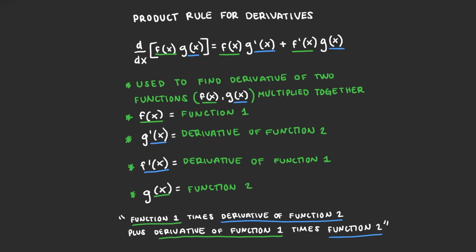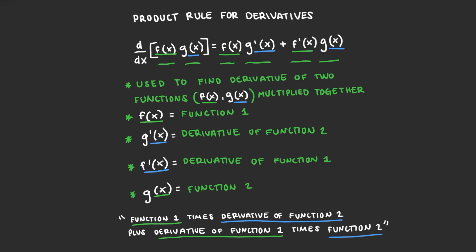Here we have our product rule for derivatives, which is denoted as such. d/dx of f of x times g of x equals f of x times g prime of x plus f prime of x times g of x. So when do we use it? The product rule for derivatives is used to find the derivative of two functions, denoted as f of x and g of x, that are multiplied together.